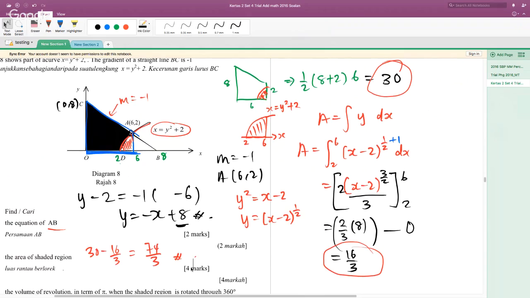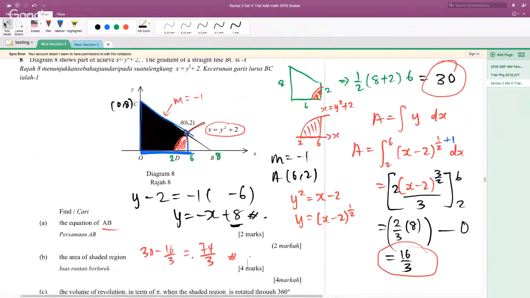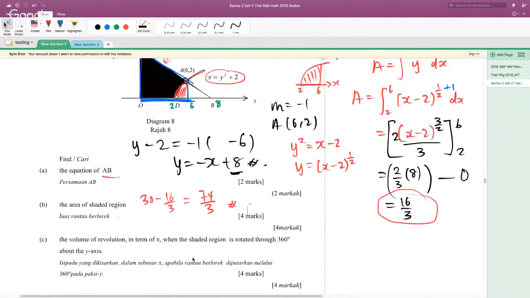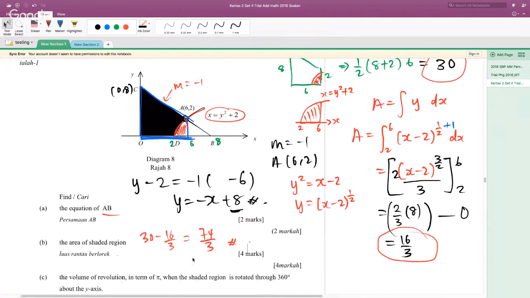Okay, so let's go to the volume. The volume of revolution in terms of pi, when the shaded region rotates 360 degrees about the y-axis. This one is a little bit troublesome because you're going to rotate about the y-axis, and this one is actually a mixed shape. So what I want to do over here is try to separate them. If I separate them, of course I know this here is 2, here is 0, and C is just 8.